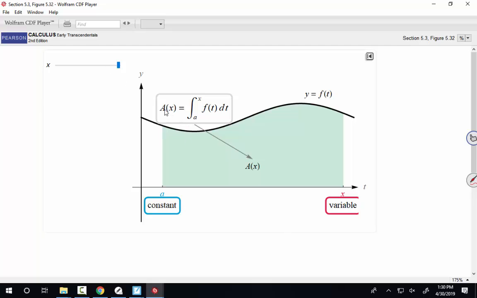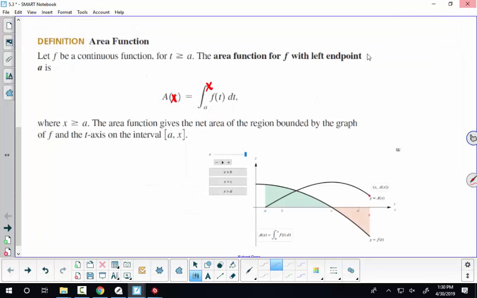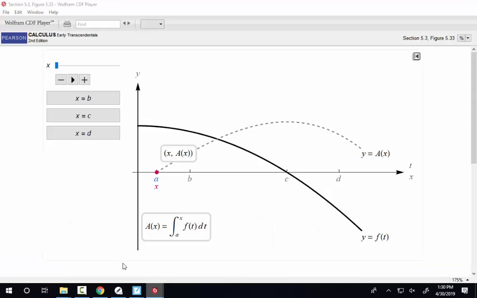So if I said what's the area function evaluated at 2, maybe it's this right here. We go from starting point a to an ending value of 2. This is the area function evaluated at 2. It gives us the net area underneath that function and the t-axis. Do y'all have any questions about that? And so we'll look at some examples just to kind of get used to that function.